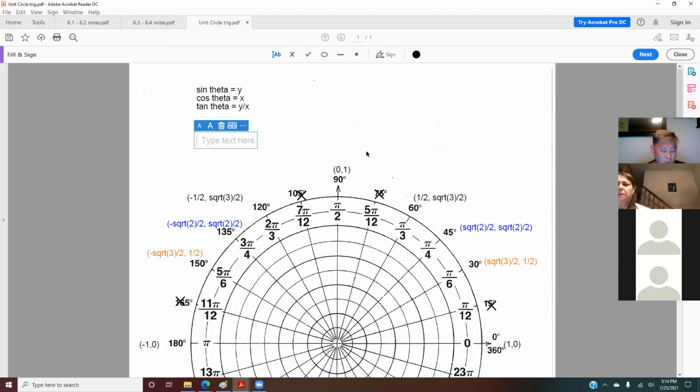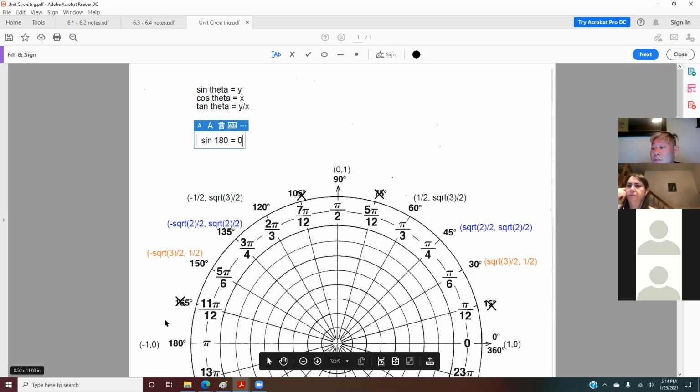So if I ask you, what is sine of 180 degrees? So 180 degrees, this one, right? Sine is your y value. So what is the y value on these coordinates? 0. That's your answer.